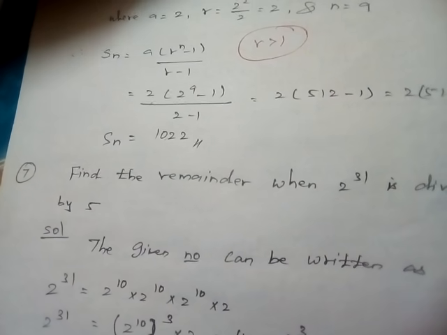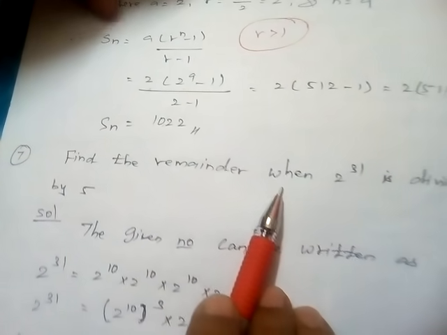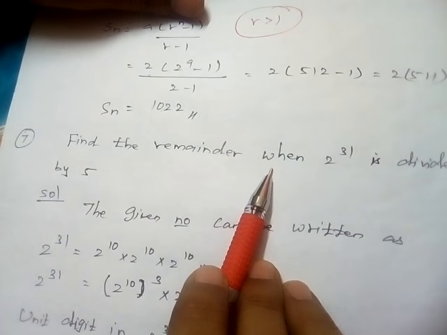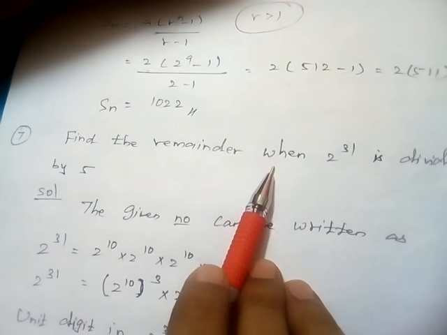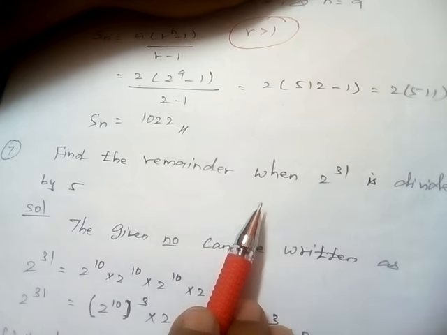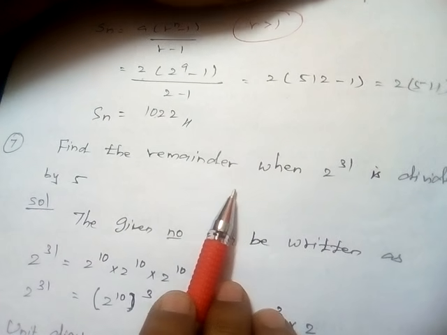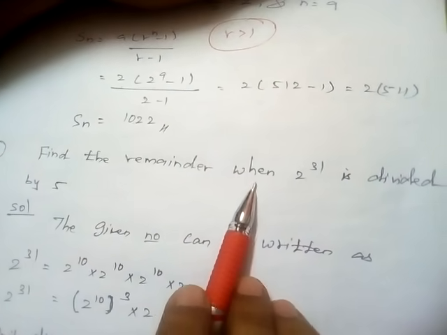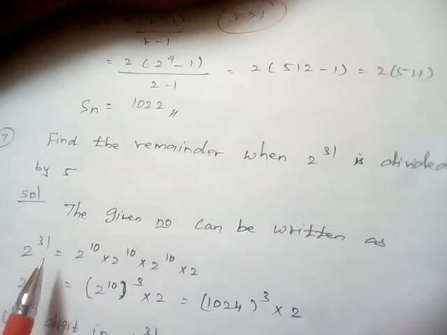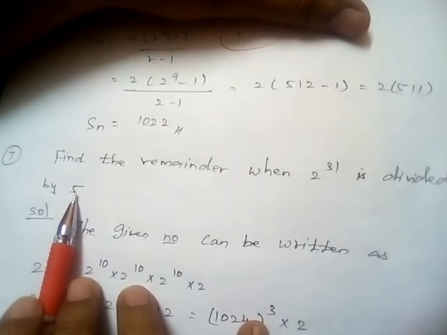This is the last problem for this session. Find the remainder. This is a very important problem. Many times this type of question is asked, so please all of you listen carefully. Find the remainder when 2 power 31 is divided by 5.